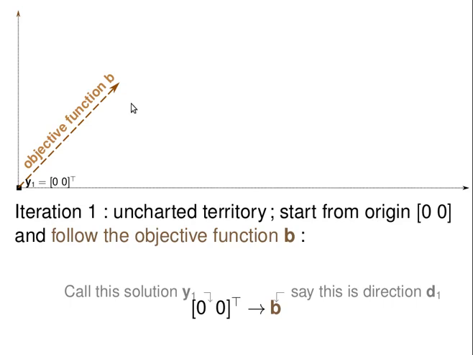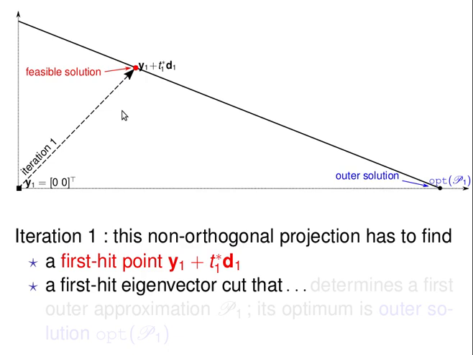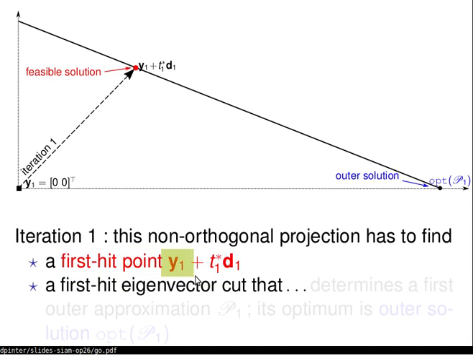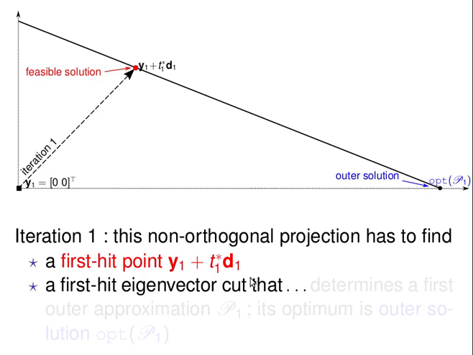We start from the origin, let's say it's feasible, and we follow the objective function b so as to increase as rapidly as possible the objective. This is the non-orthogonal projection. Imagine that the point where I stay here, it's the origin, and I shoot a bullet into the walls of this room. The place where the bullet will stop, it's a first hit point. I move from y1 to y1 + t1 * d1, so the step length is t1.